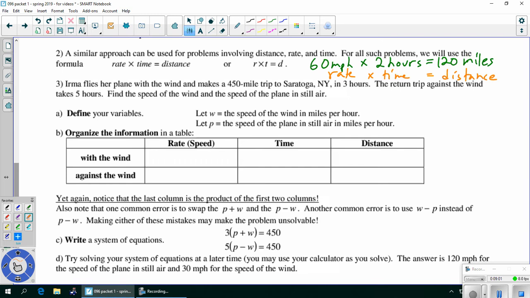Irma flies her plane with the wind and makes a 450-mile trip to Saratoga, New York in 3 hours. The return trip against the wind takes 5 hours. Find the speed of the wind and the speed of the plane in still air.